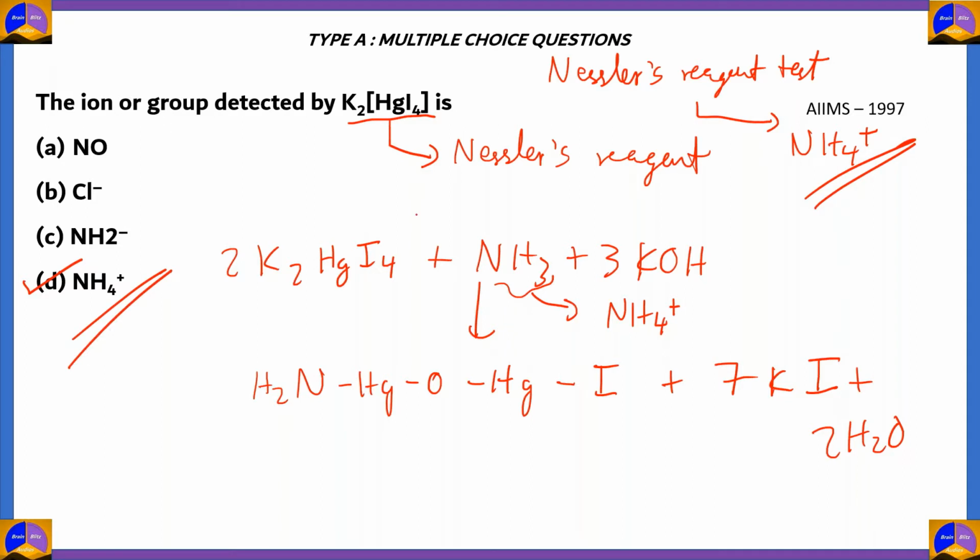When you write the reaction for Nessler's reagent test, you would notice that ammonia, which is NH3, will exist as NH4 plus, and the water will become OH-. The water will have basic ions, OH-. So that's how they detect the ammonium ion in a salt. We will mostly use this Nessler's reagent test when we do confirmatory tests for cations for ammonia.